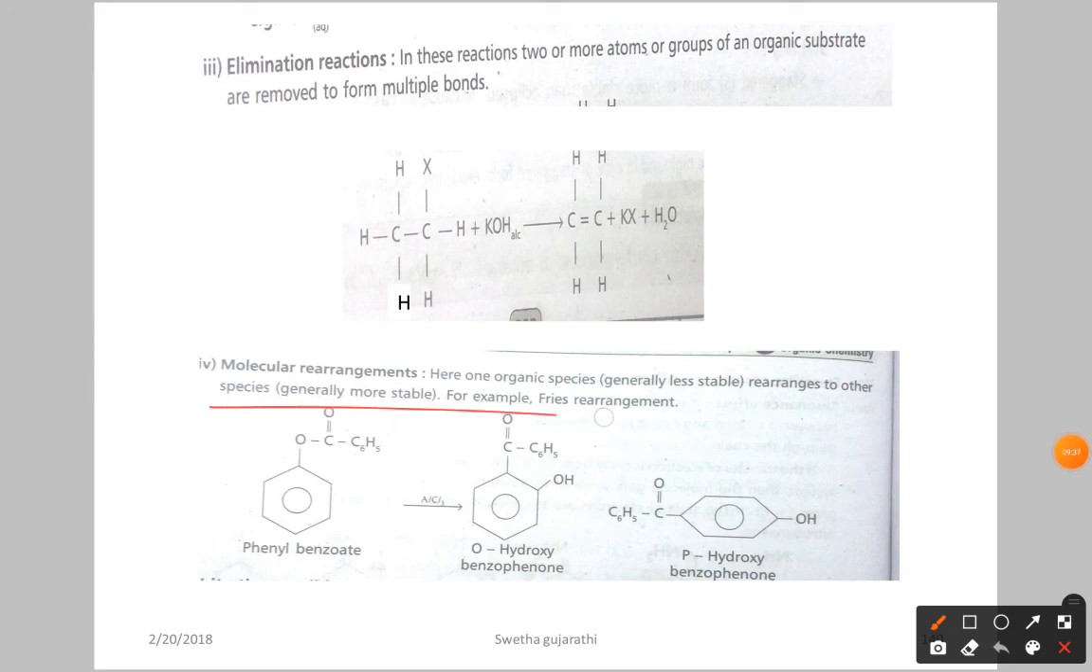So what you did here, simply you went for the molecular rearrangement. Simply you are doing the rearrangement here and here. So this is the example for molecular rearrangement.